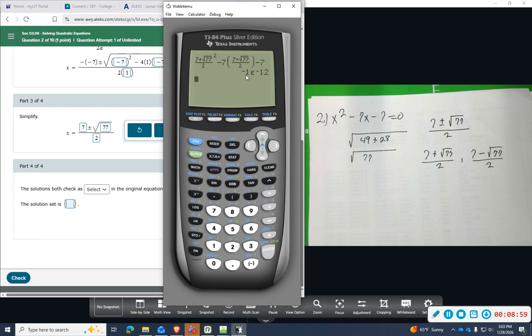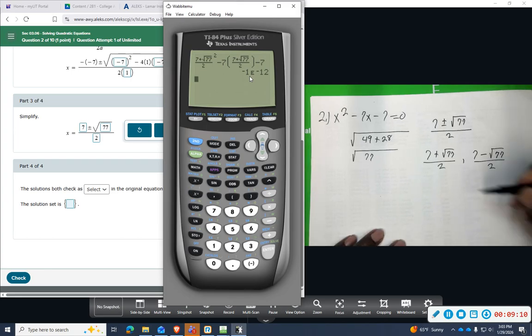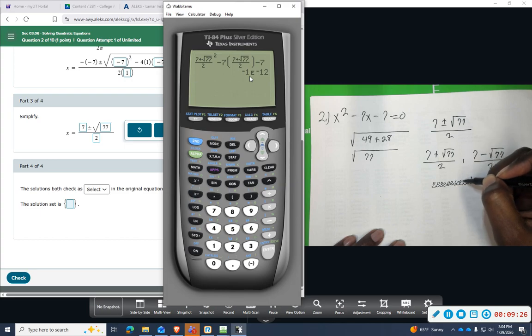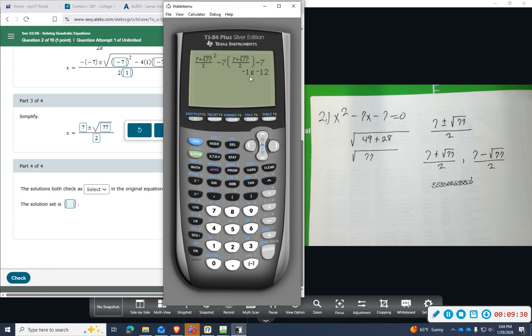I get a negative 1 e to the negative 12, so that just means 12 zeros. It's essentially 0. It should be telling me 0, but it's giving me scientific notation. Basically I got a negative 1, and then moving it, scientific notation, 12 zeros. So 1, 2, 3, 4, 5, 6, 7, 8, 9, 10, 11, 12. So we have 12 zeros, which means this number is essentially 0. It should be telling me 0 exactly, but this is what it's showing, which we would say is 0.